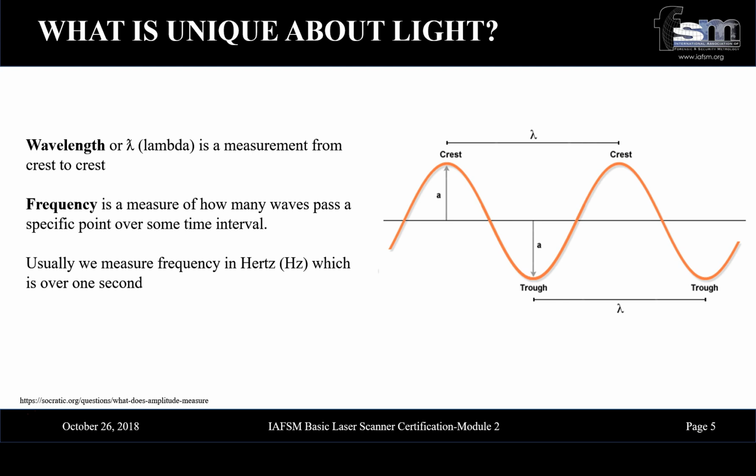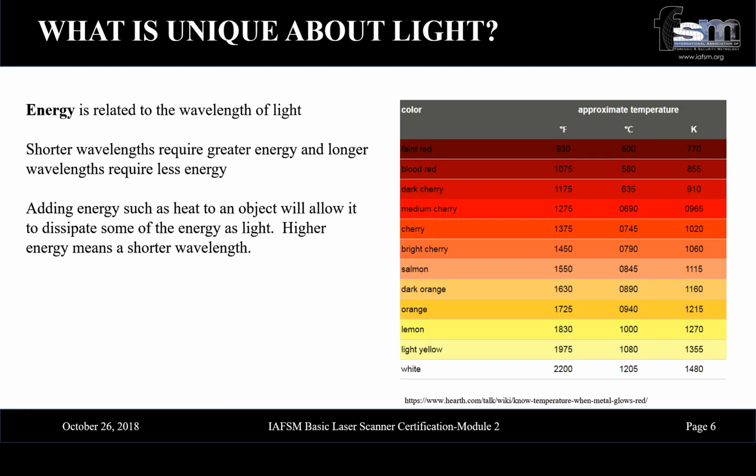So the first two components are wavelength, then the second one is frequency, and the third one is energy. Because light is a packet of energy, it has a wavelength, it has frequency, but it's also a certain amount of energy. And so shorter wavelengths require greater energy, or are packets of greater energy in themselves.